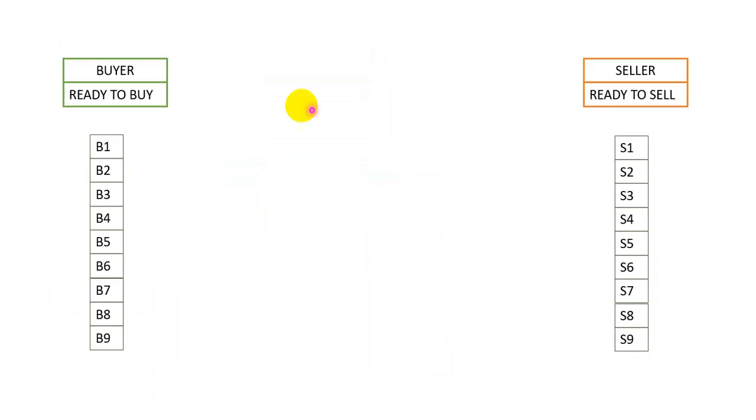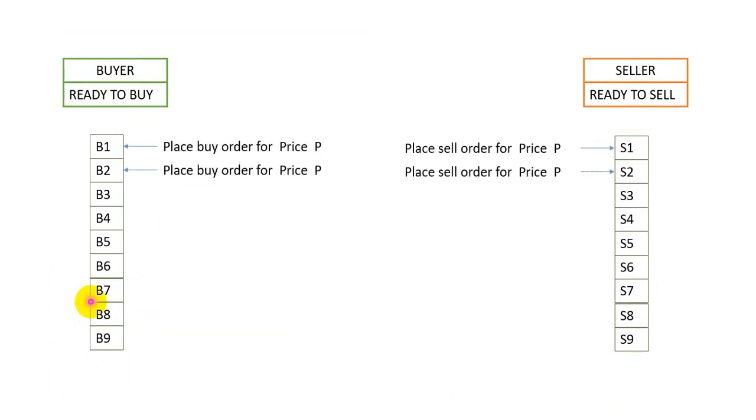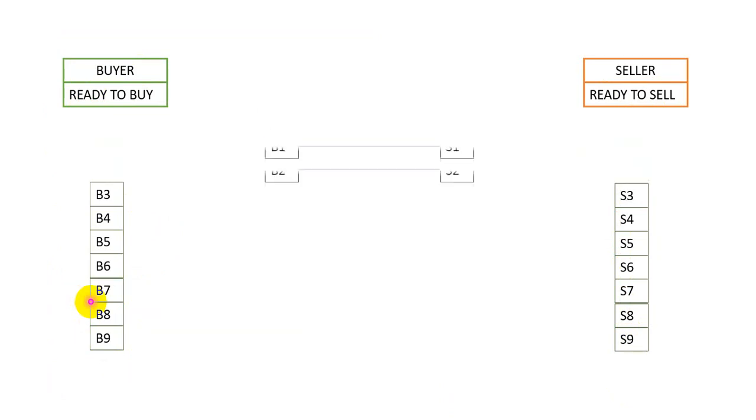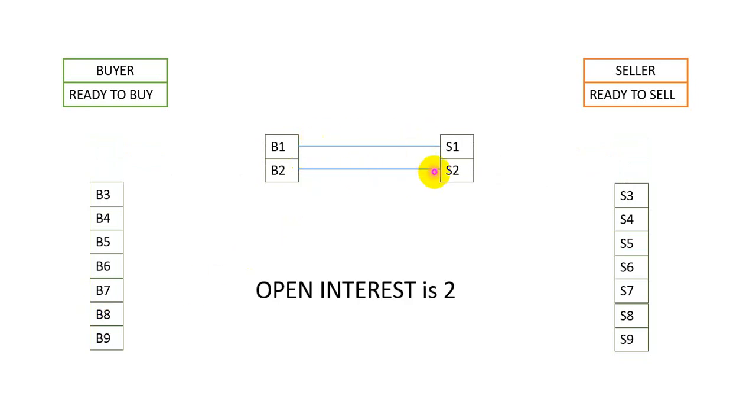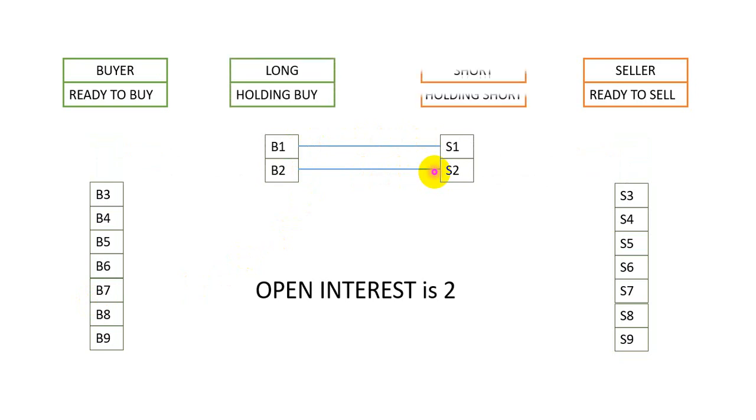As I said, there is a set of people who want to go long, they are ready to buy. Similarly, there is a set of people who want to go short, they are ready to sell. Once they place a buy order at price P and the order gets executed, they form two contracts. Now the open interest becomes two. Whoever has purchased is long, and whoever has sold is holding shorts.